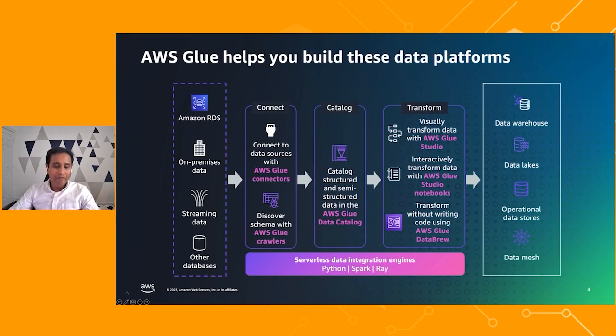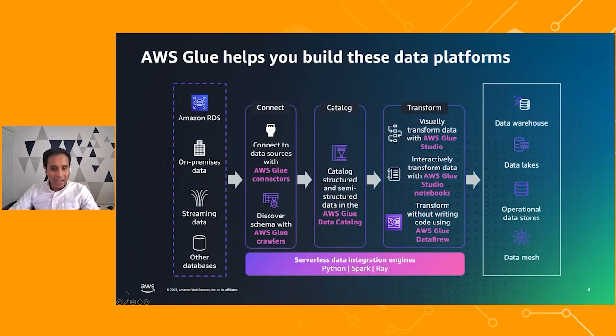So on the far left, you have a variety of data sources, including your Amazon-based data sources, your on-premise data sources, streaming, and other data sources. You can easily connect to them with Glue. You can crawl them, discover schema, and catalog them in Glue Data Catalog, which helps your end users view all the data and the metadata very easily.